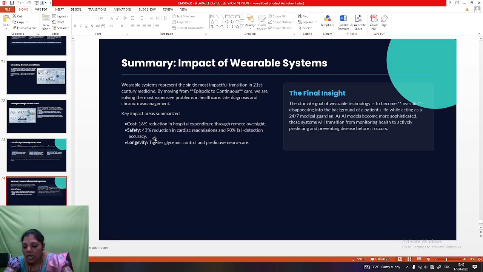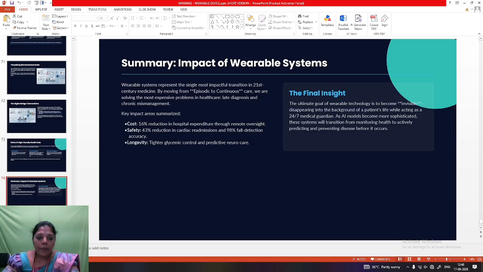Next one is the summary of the impact of wearable systems. Wearable systems represent the single most impactful transition in 21st century medicine. By moving from episodic to continuous care, we are solving the most expensive problem in healthcare: late diagnosis and chronic mismanagement.